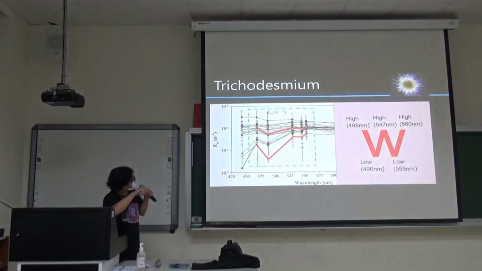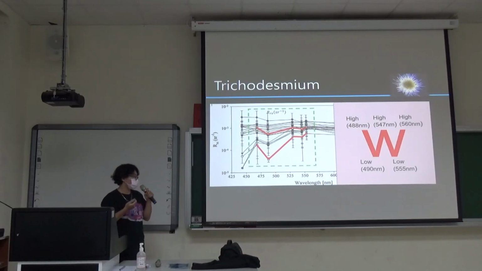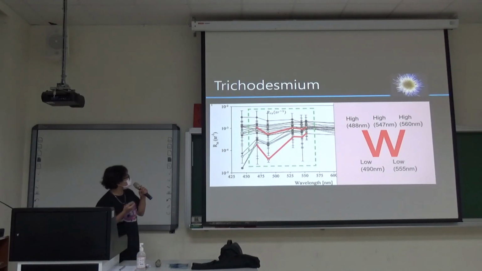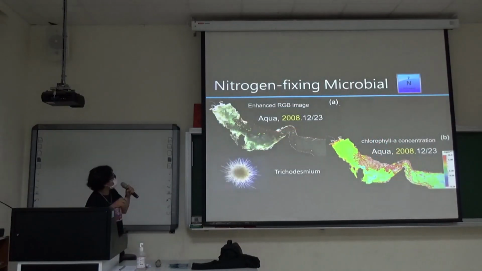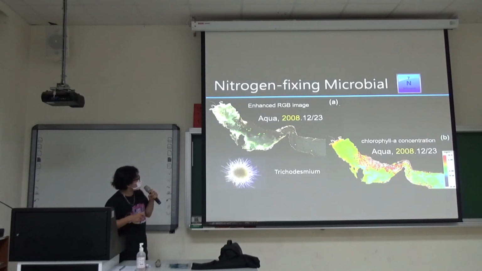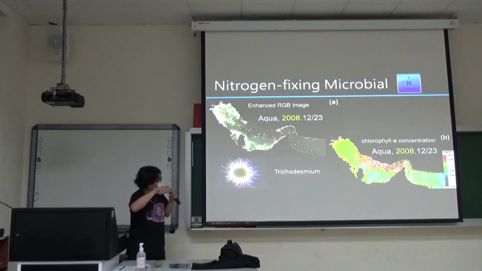So based on this feature, you can see the W shape: high, low, high, low, and high. We can find that it can indicate the presence of Trichodesmium. Combining the enhanced RGB image with chlorophyll A concentration, we can see that here we find the nitrogen-fixing microbe, and it may sustain the algal bloom here.